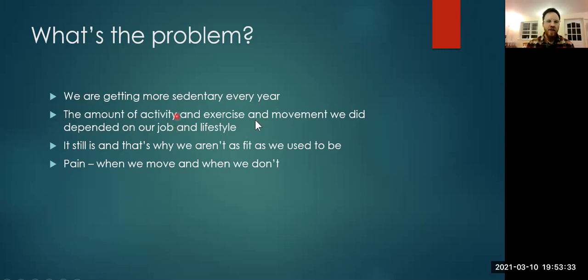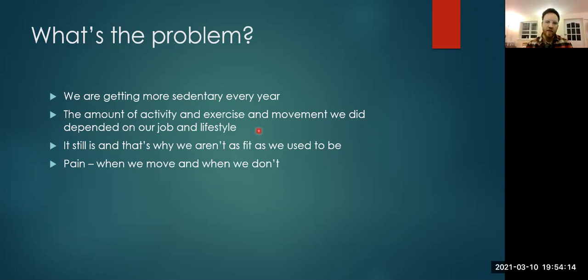So the amount of activity and exercise we used to do depended on our lifestyle and our job, and it still does. I'm talking about the UK and perhaps the US and perhaps Europe as well, certain parts more than others, but we used to do a lot more factory work. We used to do a lot more manual labor, and that's not necessarily true anymore. A lot of us are more office bound, with paperwork and admin, things like that. We don't necessarily lift stuff like we used to, or not as often as we used to.